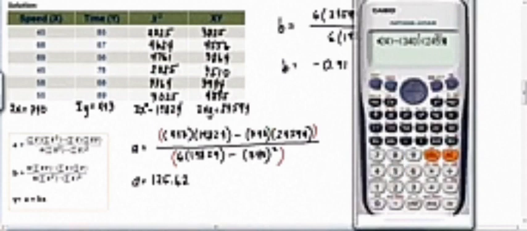24,594, so dalawa, ayan, dalawa, kasi dinagdag ko na isa pang parenthesis, and then I will use divide, okay, kasi division yan, so open parenthesis, sa baba na tayo, 6 times 19824, close, minus 340, close parenthesis, and then I will put square, and then close parenthesis, equals, ayan. So, same answer, 125.60.